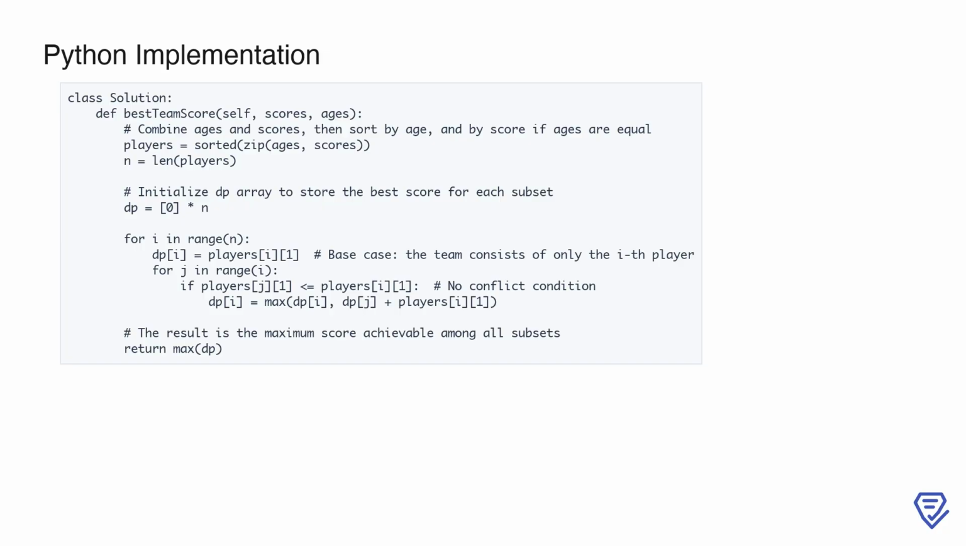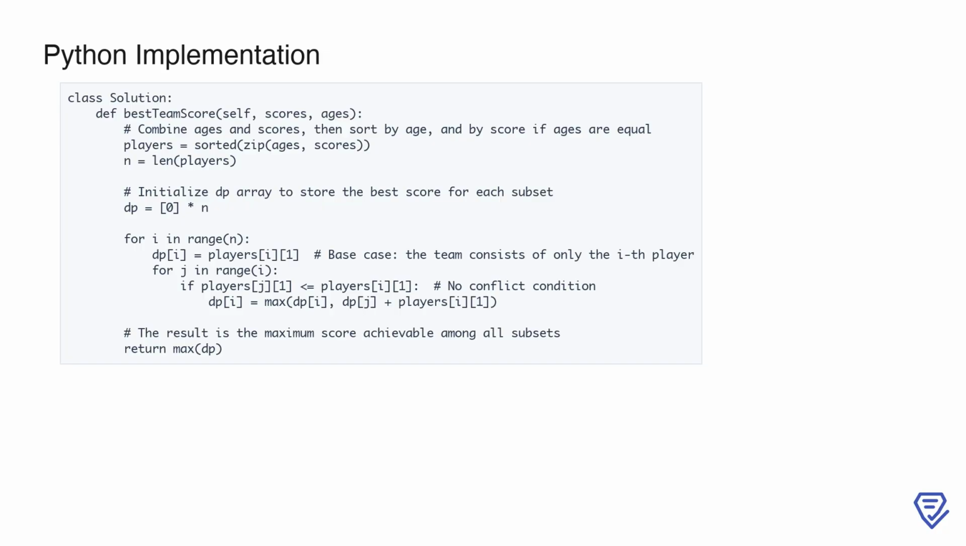We use a dynamic programming approach to solve this. The DP array is used to store the maximum score achievable for a team ending with each player. For each player i, we initialize their team's score to their own score, the base case. Then, we iterate through all previous players j to check if adding player j to the team of player i would create a conflict. If there is no conflict, i.e., the score of player j is not greater than the score of player i, we update dp[i] to the maximum score achievable by including player j. Finally, the result is the maximum value in the DP array, which represents the highest score achievable for any team. This approach has a time complexity of n squared, where n is the number of players, making it efficient for the given problem constraints.